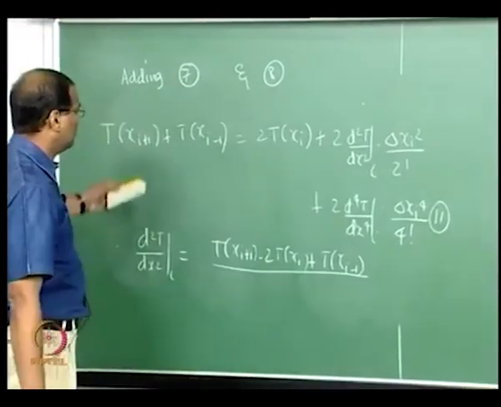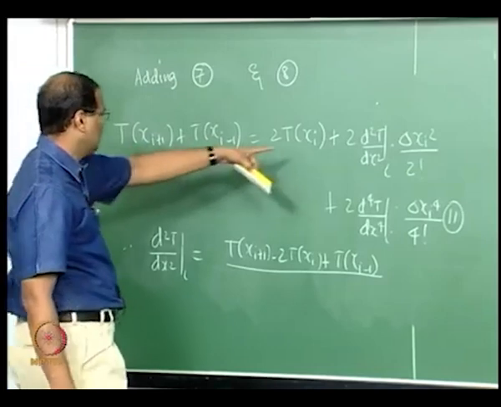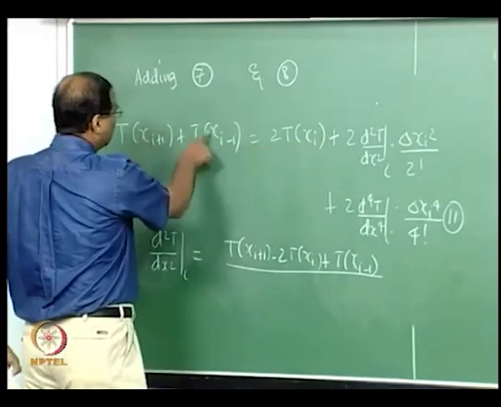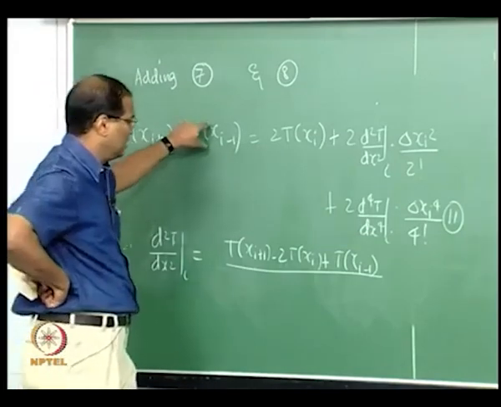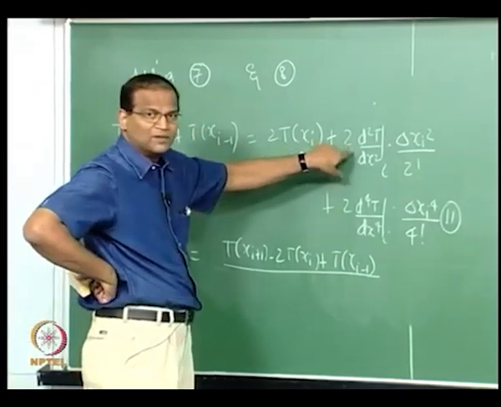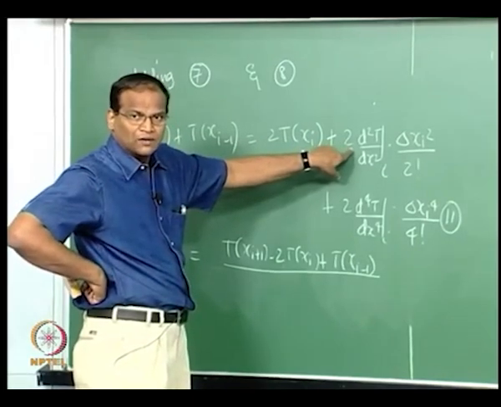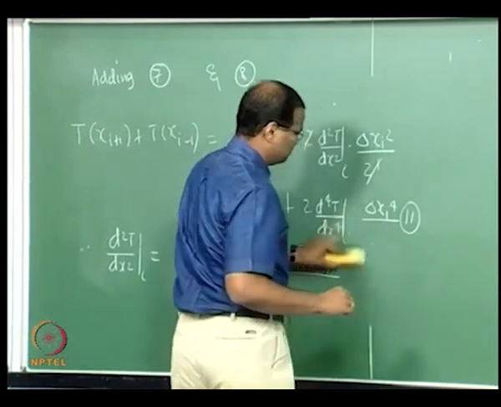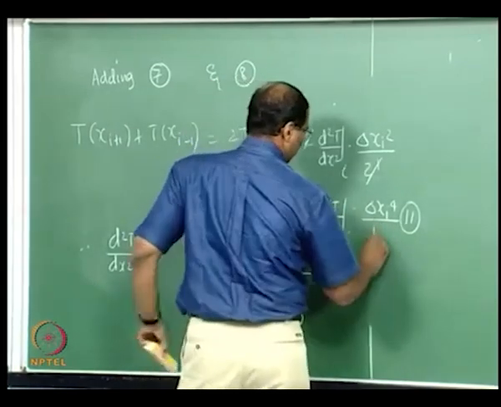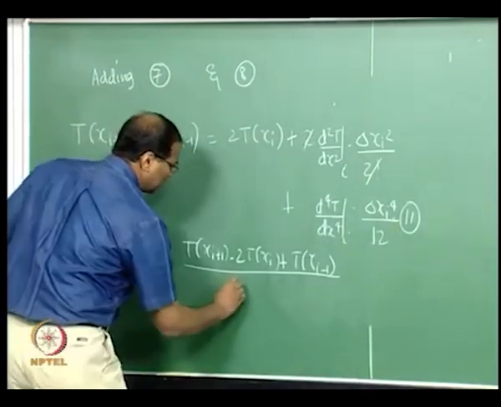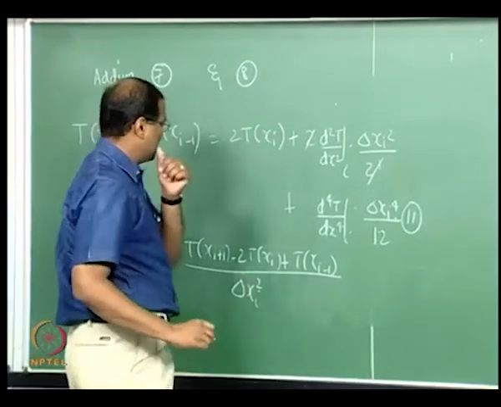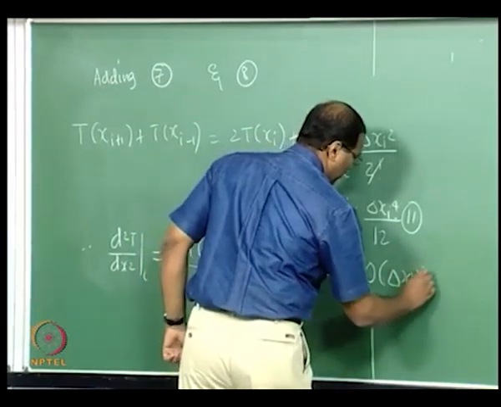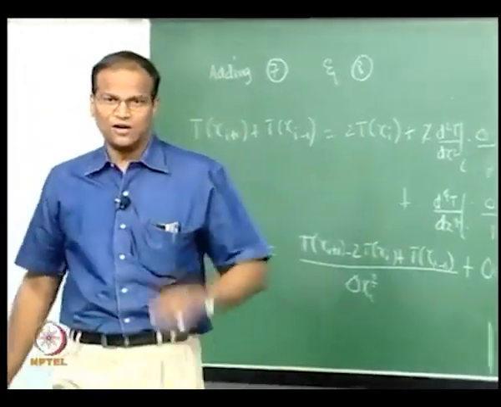There is a 2 here. What I have done is T x i plus 1 plus T x i minus 1 is there. Minus 2x. So the 2 remains in the d square T by dx square. 2 factorial, 2 factorial get cancelled. This will be 24. So this will be delta x squared plus... the square and square get cancelled. It is still second order accurate.